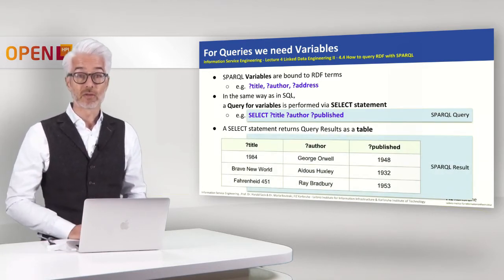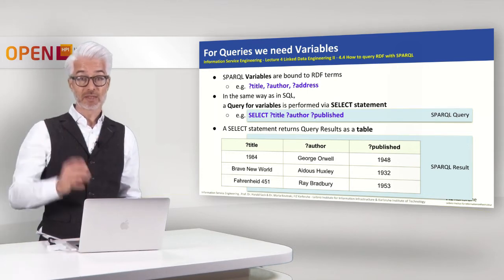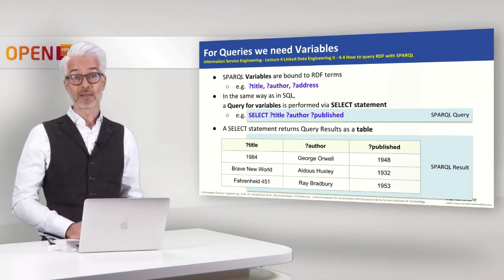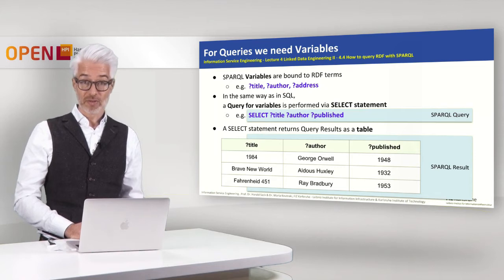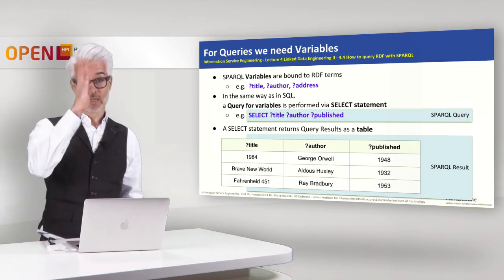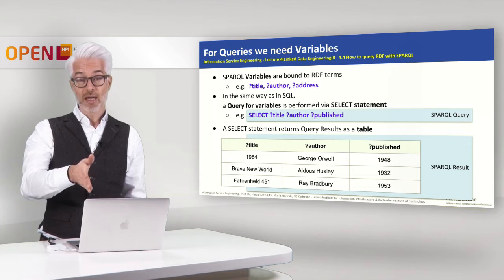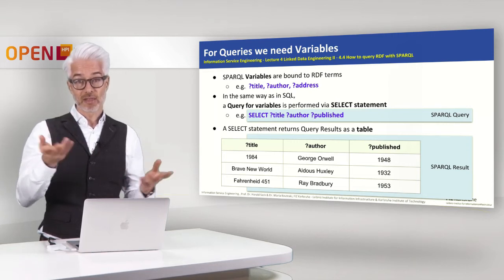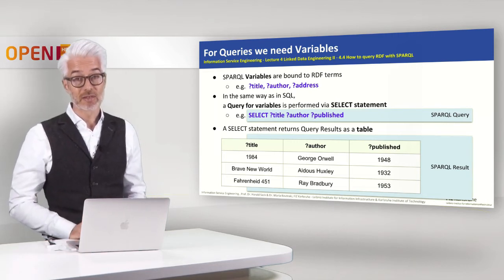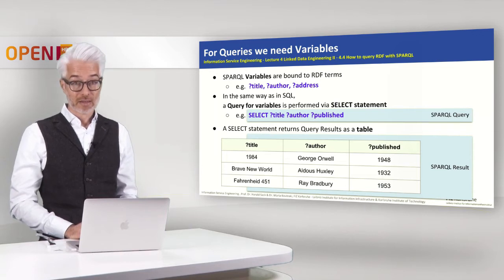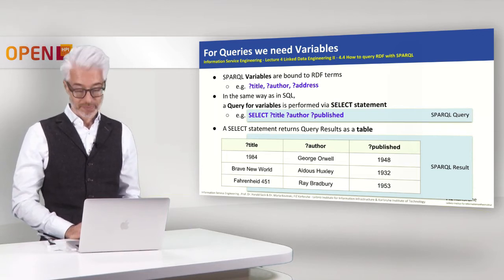This will be a SPARQL result. You will have 3 columns here. Each column is headed by exactly the name of the variable you are querying for, and then you have a column for title, a column for author, and a column for published, and everything is organized as a table. So this is a typical SPARQL result.